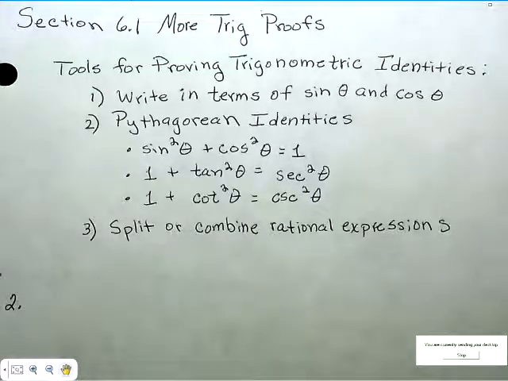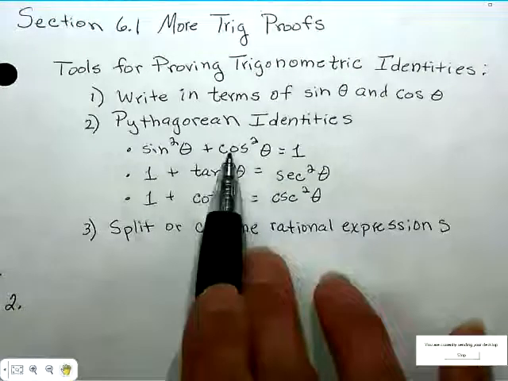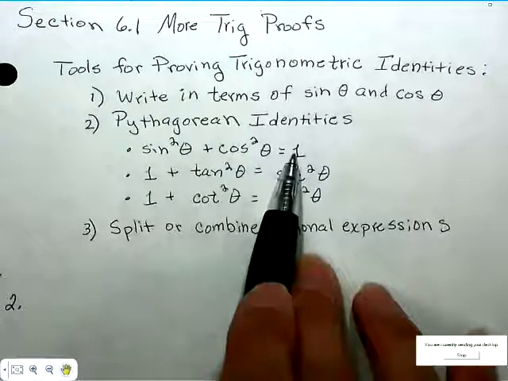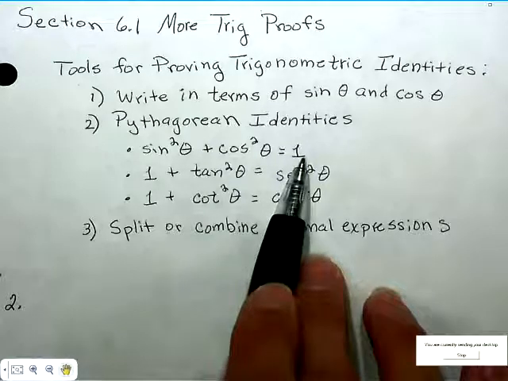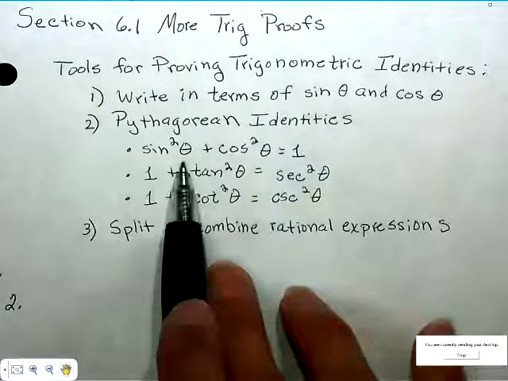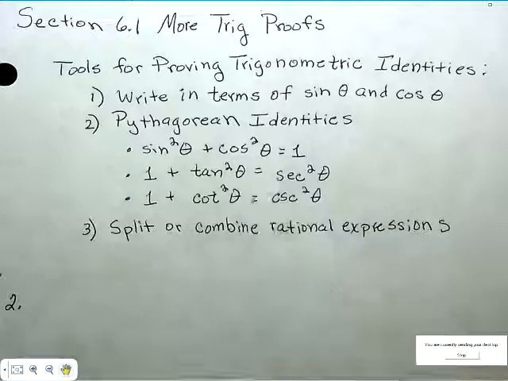Second tool, you can use one of the three Pythagorean identities, and make sure that you understand, for example, just because sine squared plus cosine squared equals 1 doesn't mean sine plus cosine equals 1. You can't just take plain old sine and put 1 minus cosine in its place. You have to solve for sine or solve for cosine, and that would involve taking the square root of both sides. Third tool was split or combine rational expressions.